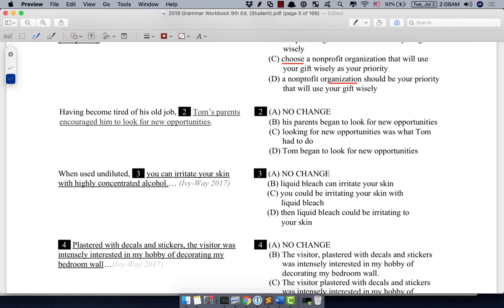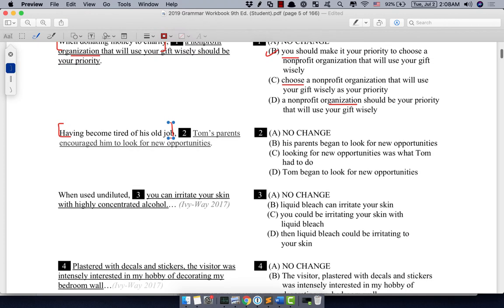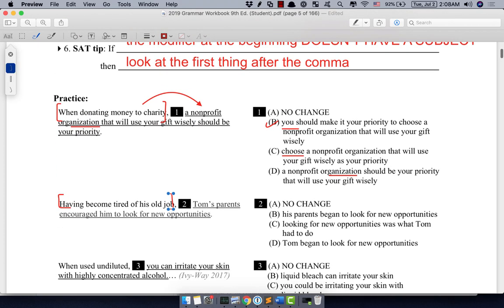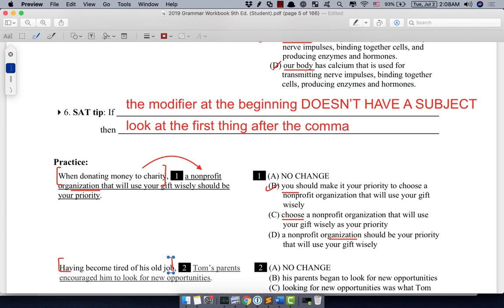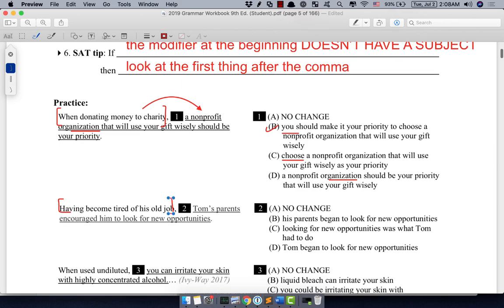All right, time's up. So look at the beginning, having become tired of his old job. Here you have a modifier. And so what do modifiers describe? They describe the first thing after the comma, only if it doesn't have a subject, remember. So here it doesn't have a subject because it doesn't tell you who is becoming tired. So who is the first thing after the comma? Okay, so look at the first thing after the comma. The first thing after the comma here is not Tom, but Tom's parents.